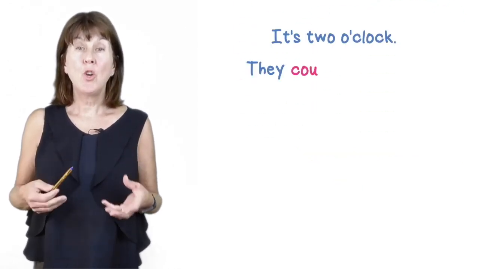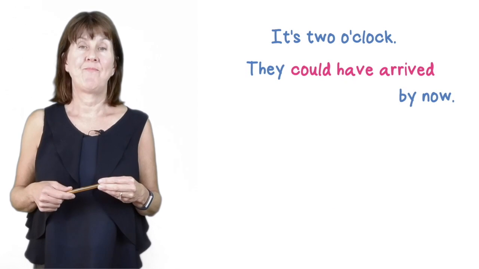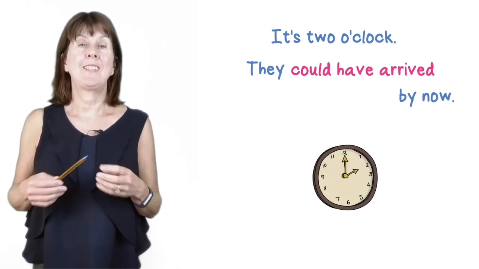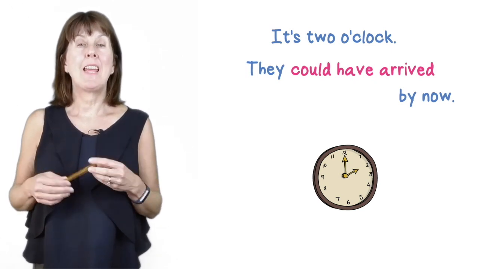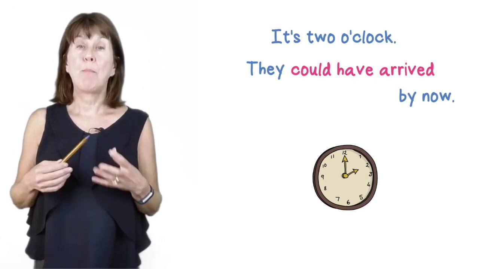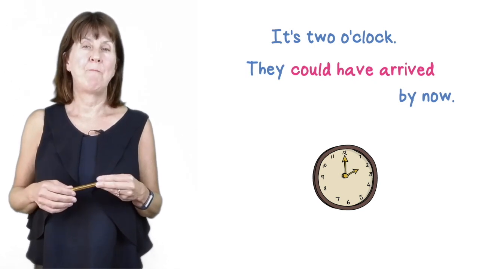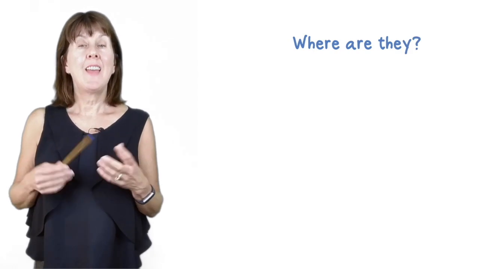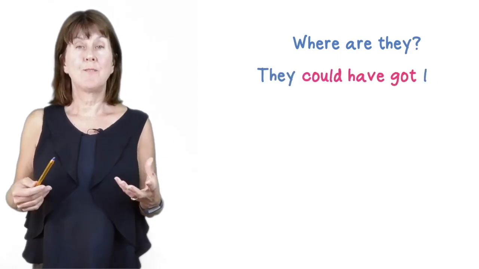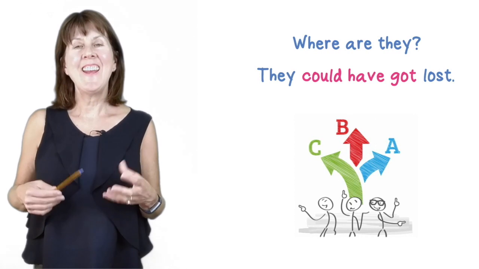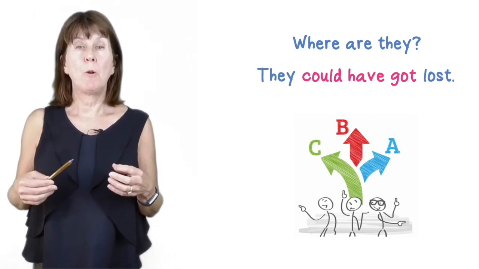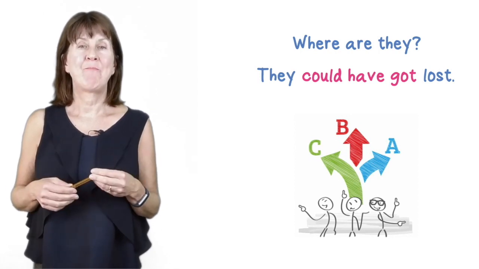So, for example, it's 2 o'clock. They could have arrived by now. I don't know if they've arrived. I'm guessing and speculating about the past. It's possible, it's speculation. Or, where are they? They could have got lost. Again, I'm guessing. They could have got lost. It is possible. It's a speculation.